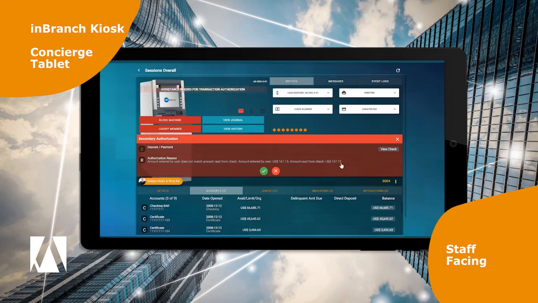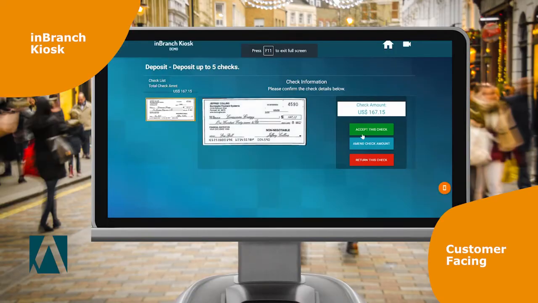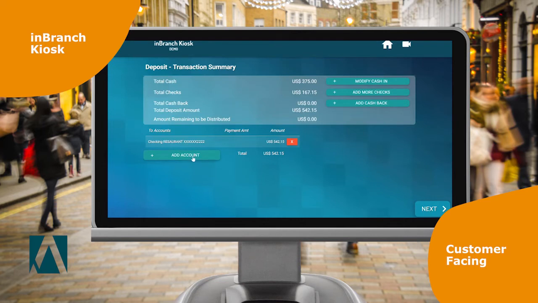All of the customer information is available to the branch staff to help them make a decision on whether to authorize the changes or reject them, including account information and balances. In this instance, the branch staff decides that the amended check is correct and approves the changes on the customer's screen. The amendment has been approved, and the customer can now check and approve these details.